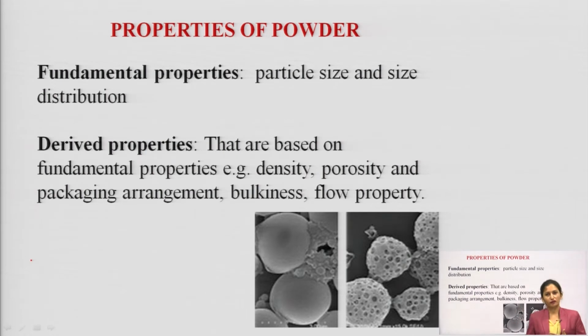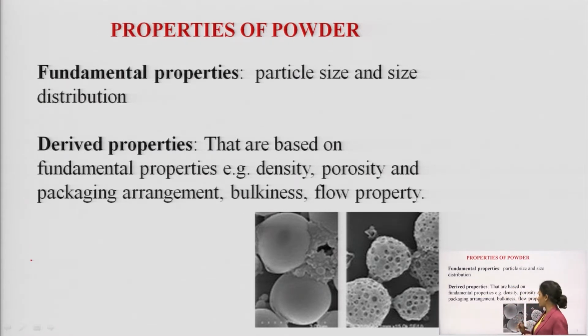The properties of the powder are of two kinds: one is the fundamental property and the second is the derived property. Fundamental properties are particle size and size distribution, and the surface area is also a fundamental property. The second one is the derived properties. Derived properties are based on the fundamental properties, for example density, porosity and packing arrangement, bulkiness, and flow property. These are all derived properties of the powder.